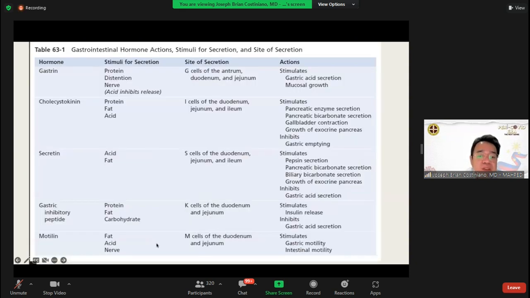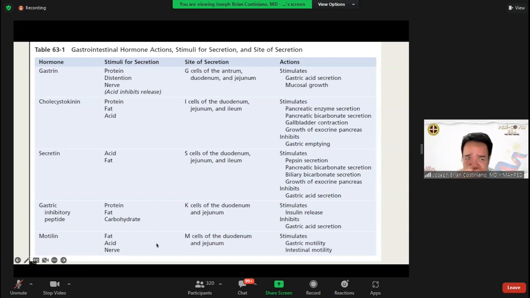Okay, so itong sa gastro naman, usually ang tinatanong talaga is the hormone actions. No? So I like this table. So itong gastrin, you have your stimuli, the sites of secretion, and what is the action of the hormone. So you just need to remember this one.